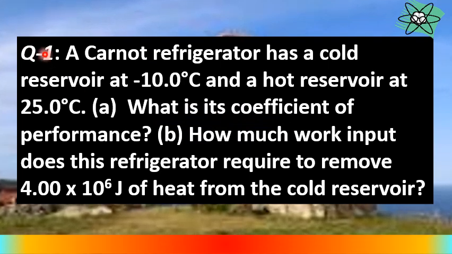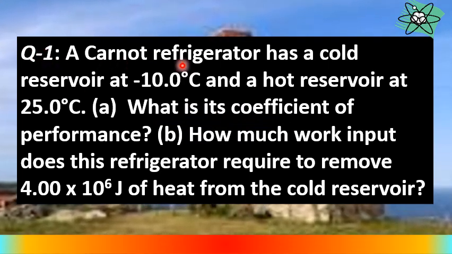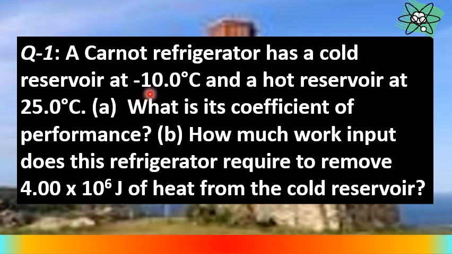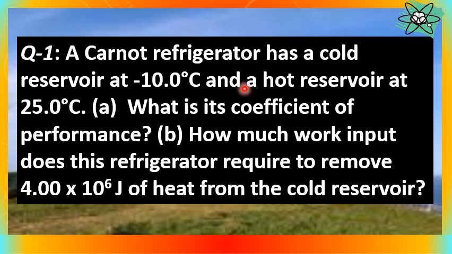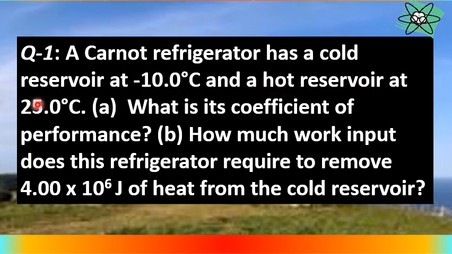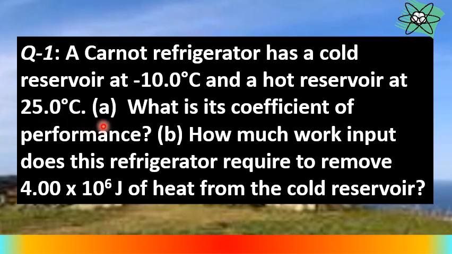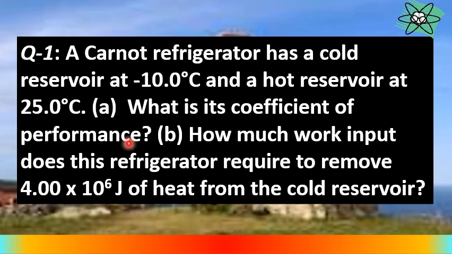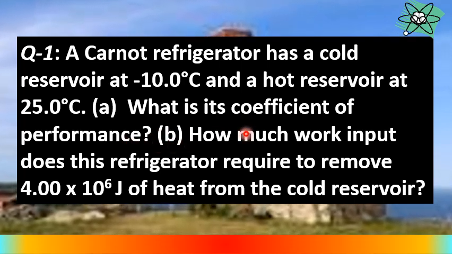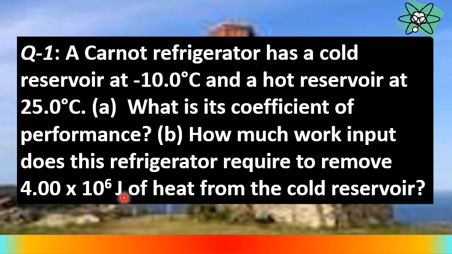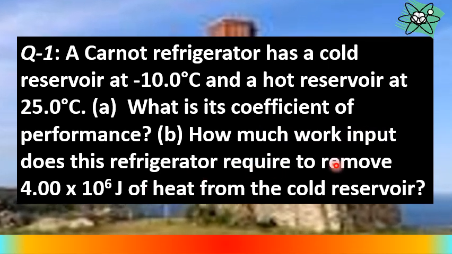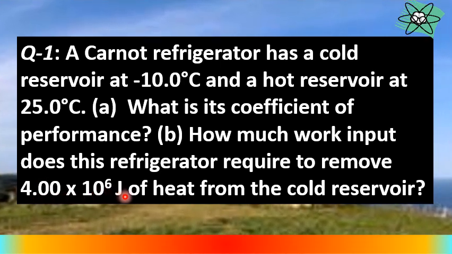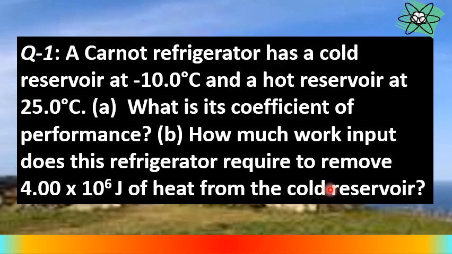So, question number one: a Carnot refrigerator has a cold reservoir at negative 10.0 degrees Celsius and a hot reservoir at 25.0 degrees Celsius. Question letter A, what is its coefficient of performance? And question letter B, how much work input does this refrigerator require to remove 4.00 times 10 to the 6 joules of heat from the cold reservoir?